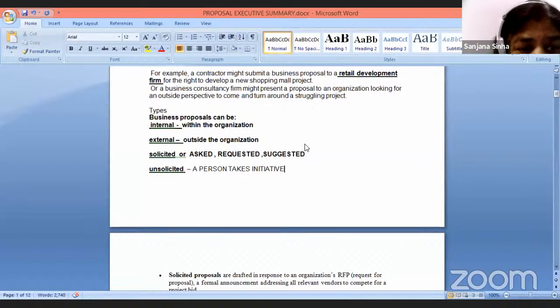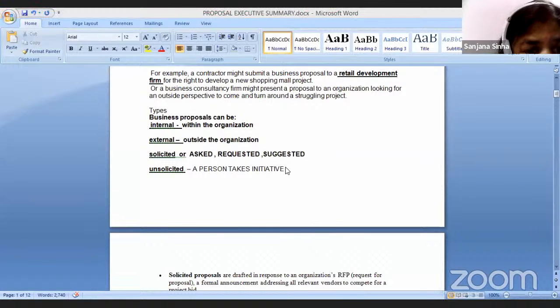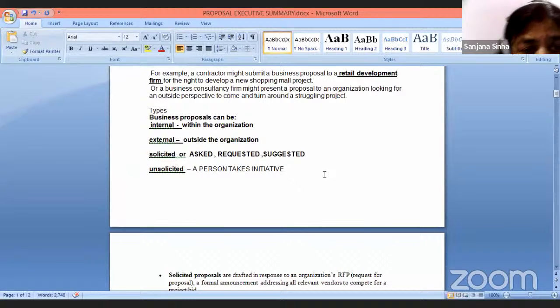This is solicited. अगर हम कुछ इनिशिएटिव ले रहे हैं, फॉर एग्जाम्पल आई कैन टेक द इनिशिएटिव ऑफ टीचिंग स्पोकन इंग्लिश और टीचिंग सॉफ्ट स्किल्स, हम अपनी तरफ से फ्रेंच पढ़ाना चाह रहे हैं या म्यूजिक करना चाह रहे हैं, तो दिस इज, ये मांगा नहीं गया है, it has not been asked, it has not been requested or suggested, but I am taking the initiative. This is unsolicited. So did you understand the terms? Internal, external, solicited and unsolicited.